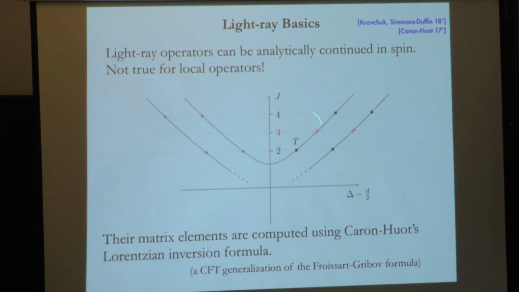And the ANEC operator is just an example of this. So what happens to a light ray operator when it crosses something special? What happens is that it becomes an integral of a local operator. In general, light ray operators cannot be written as an integral of a local operator. When this trajectory crosses this point, you can write a light ray operator as an integral of a local operator. Now, how do you do the computations with such exotic objects? And the answer is this CFT technology.